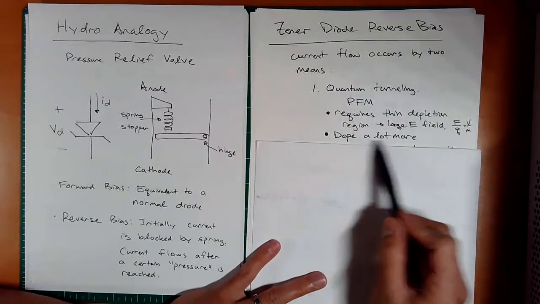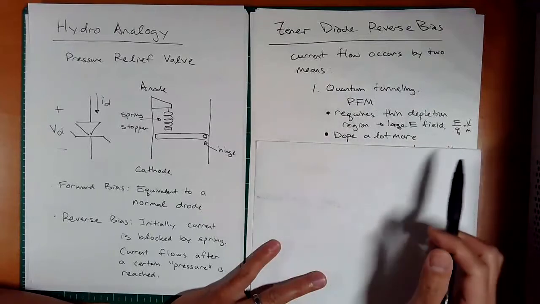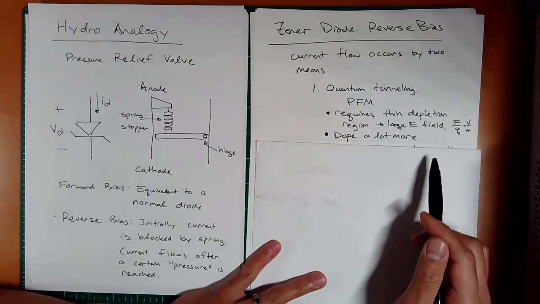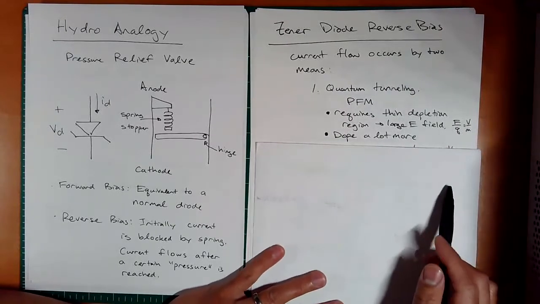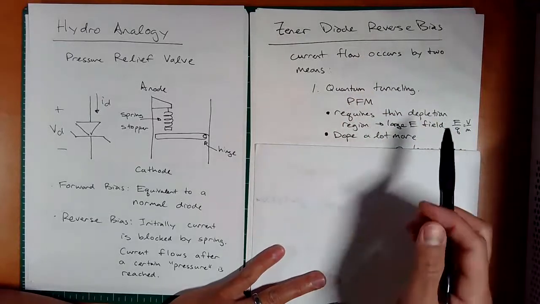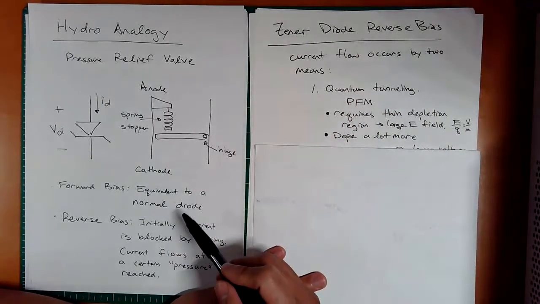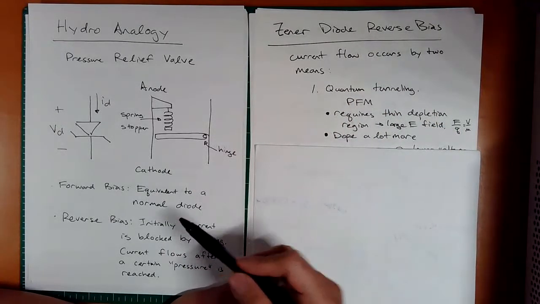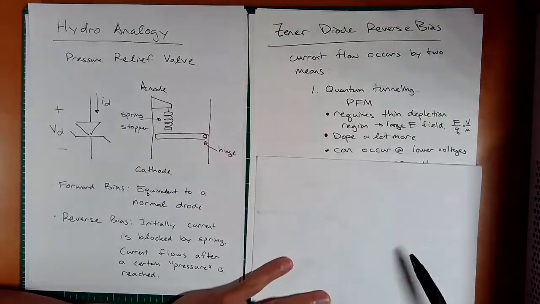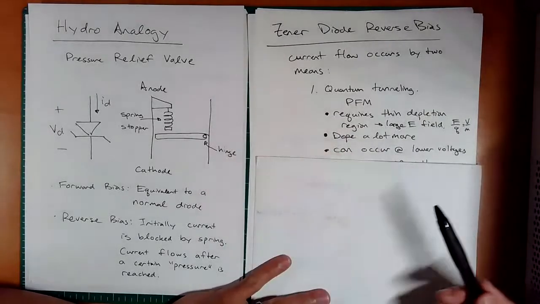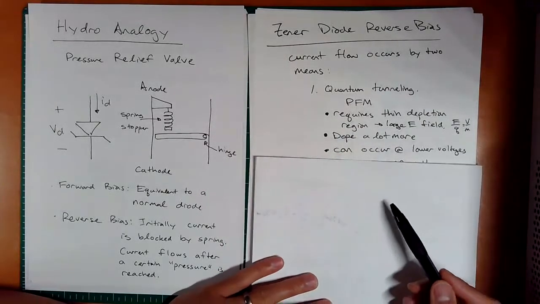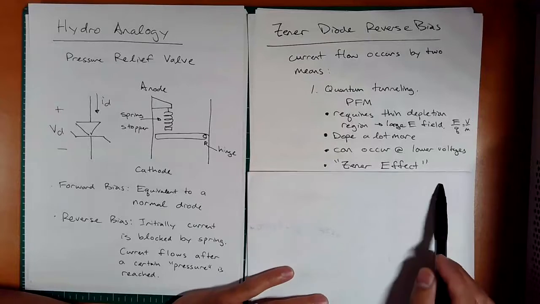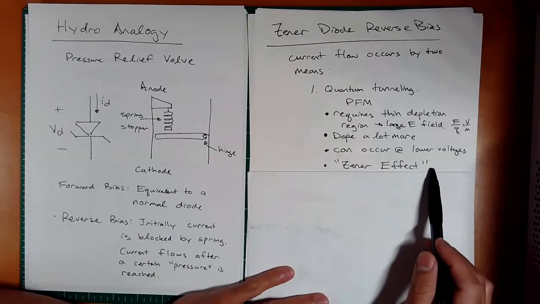And how do you achieve that? You dope a lot more. You have some secret sauce that the manufacturers figure out on how to dope it. You can get this Zener diode behavior, and they figure out how to tune it exactly so that at the right breakdown voltage, it allows this current to flow. It's kind of like tuning the spring constant. And so they can make this occur at low voltage, and they call this the Zener effect.